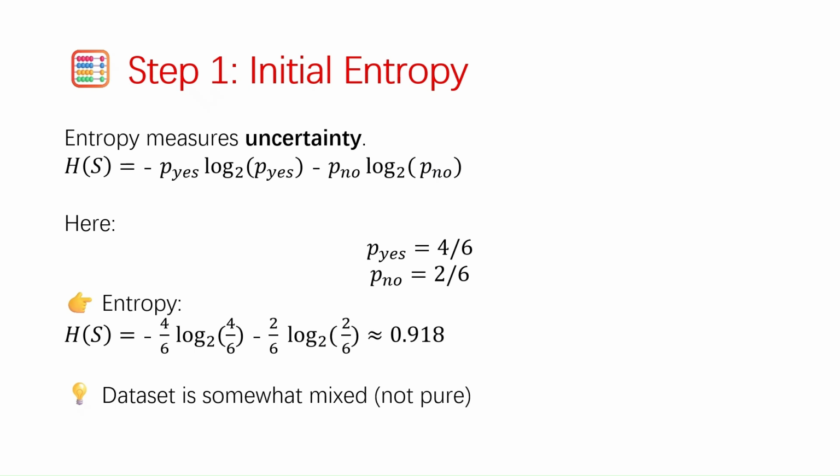Now we introduce a key concept, entropy. Entropy measures how messy or uncertain the data is. If everything is the same, all yes or all no, entropy is 0. But here, we have a mix of yes and no, so entropy is relatively high. This tells us we still need to ask good questions to reduce uncertainty.